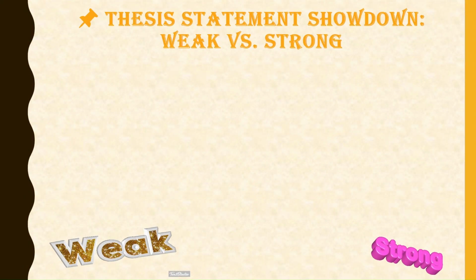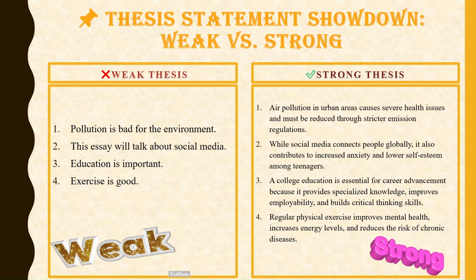Now let's compare some examples of weak and strong thesis statements to see the difference. A weak thesis is often too broad or too obvious, like, pollution is bad for the environment. A strong thesis, on the other hand, is specific and focused, such as air pollution in urban areas causes severe health issues and must be reduced through stricter emission regulations. The strong version tells us exactly what the essay will argue and how.